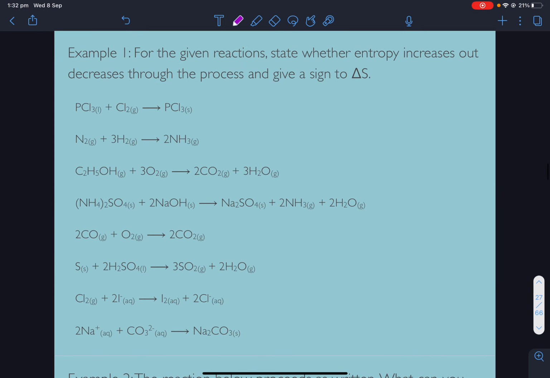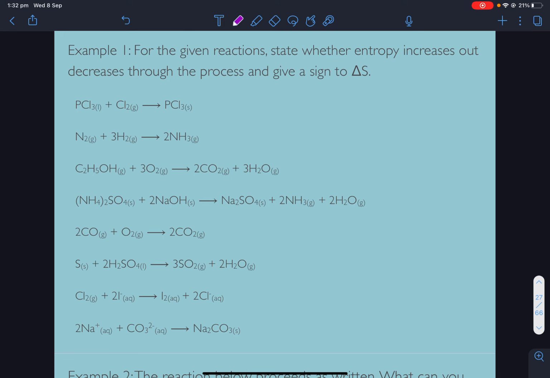Okay, let's do a couple more, a bit more complex, together. For the given reaction, state whether entropy increases or decreases through the process and give a sign to delta S. Is it positive, is it negative? We'll just write greater than 0 or less than 0. For this first one, I'm just going to look at the states: liquid, gas to solid. I don't need to count molecules at all because I can just go by the state.